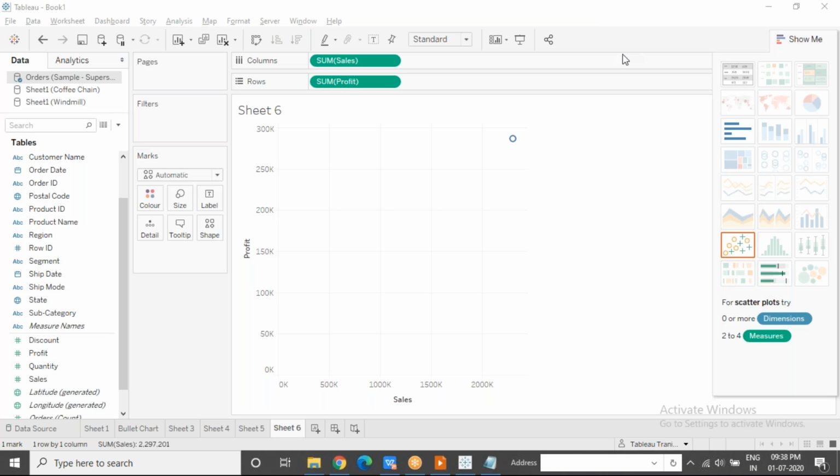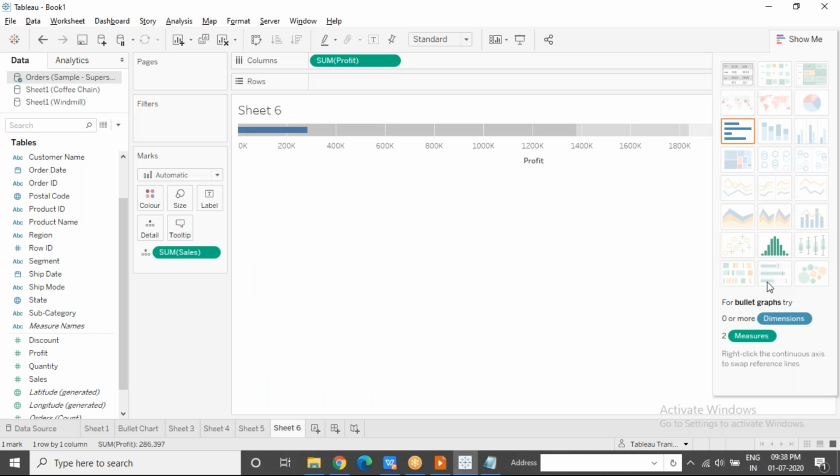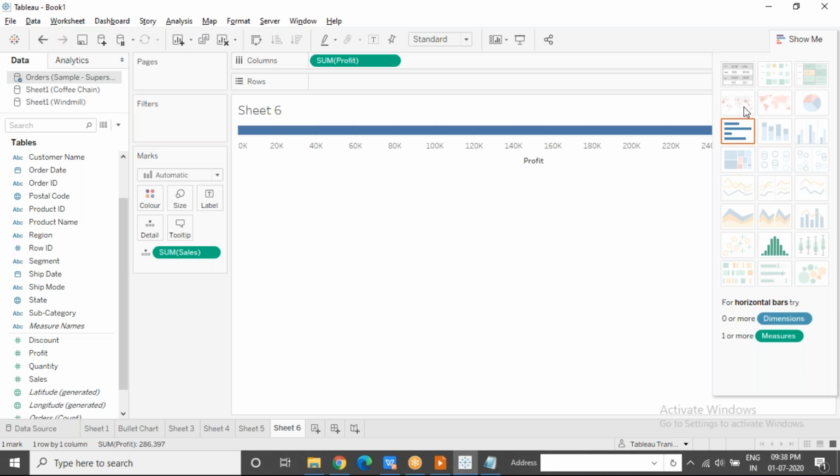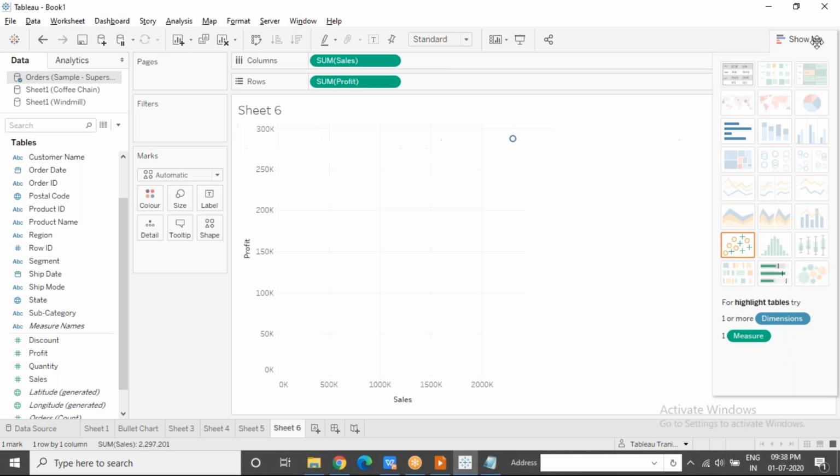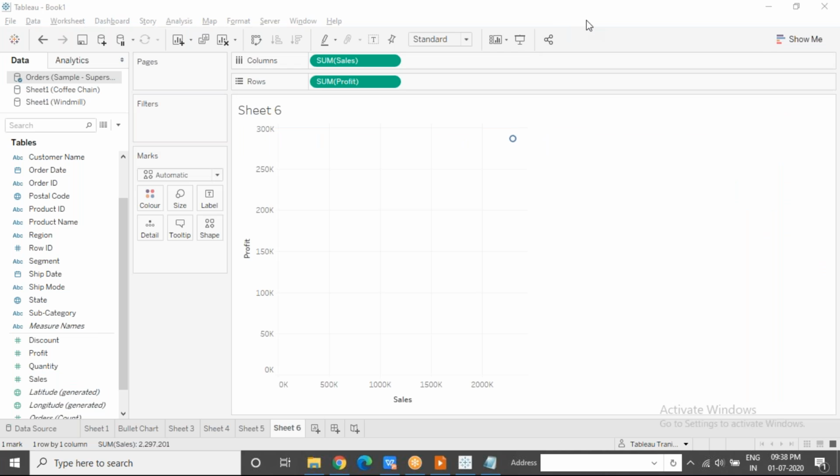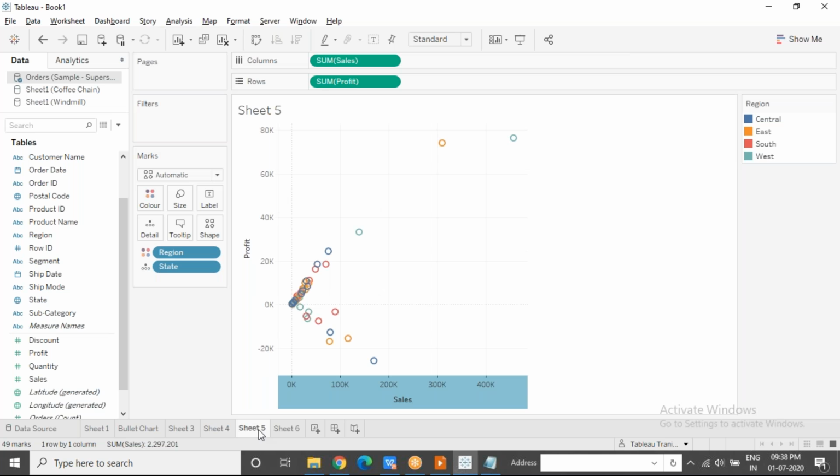If it is just that you are trying to compare profit against sales, you can create a bullet graph like that. So this blue bar is representing profit and the gray shades and the reference line is representing sales. Or you can have a bar graph. You can have anything, but here we are trying to create a scatter plot. Therefore, we have chosen scatter plot. Scatter plot is Tableau's recommendation. That's all. All right, coming back here.